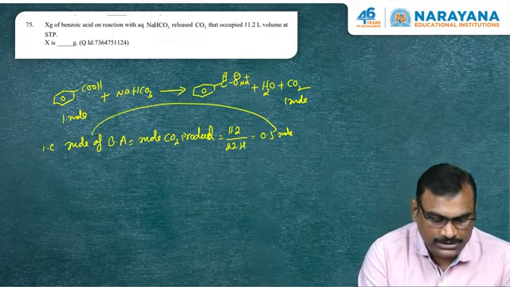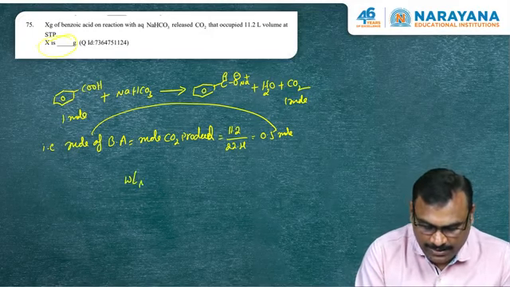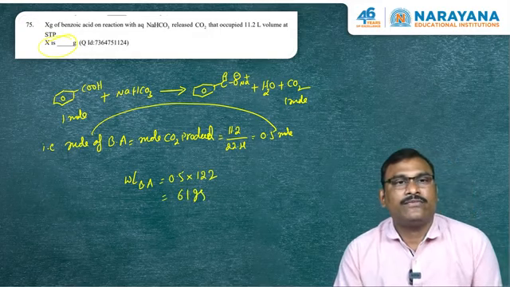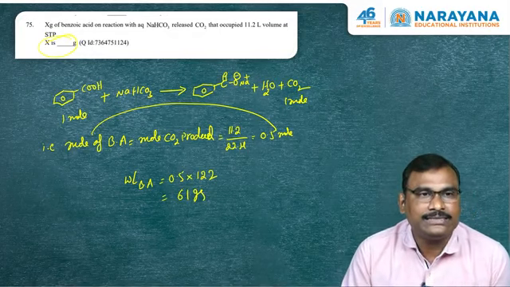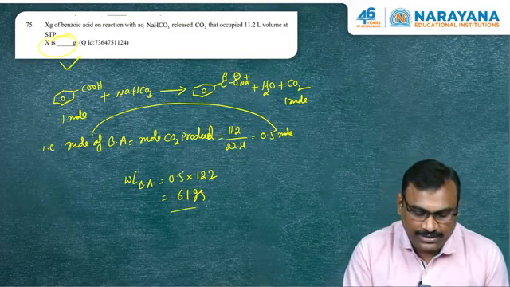The question is asked in weight in grams. So the weight of benzoic acid is equal to 0.5 into 122, that is 61 grams. So the weight of benzoic acid is 61 grams, students. Therefore, the answer for the question is 61.